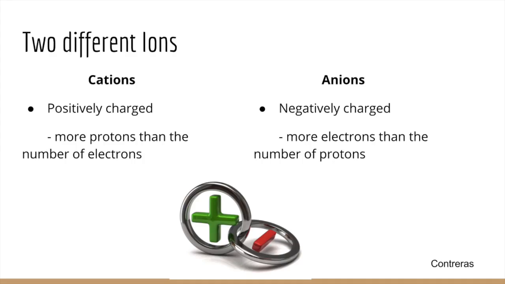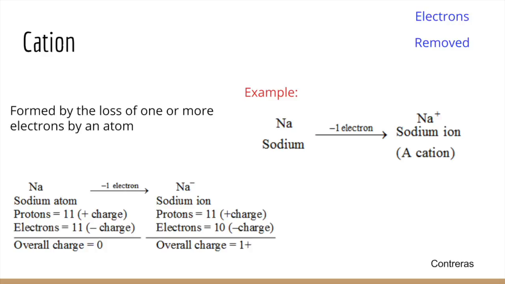There are two types of ions: first, cations, and second, anions. Cations are positively charged, meaning more protons than electrons. Anions are negatively charged, in which there are more electrons than protons. Cations are formed by the loss of one or more electrons by an atom. For example, when a sodium atom loses one electron, it forms a sodium ion. The ions of all the metal elements are cations, as shown.